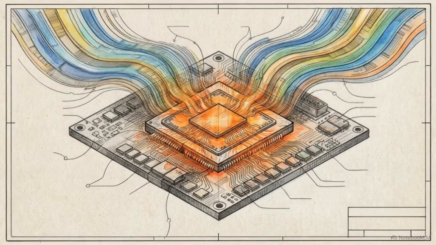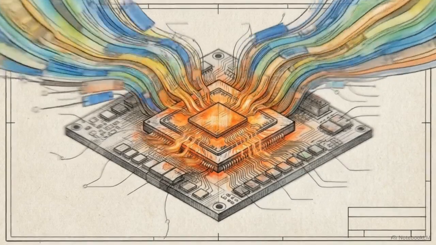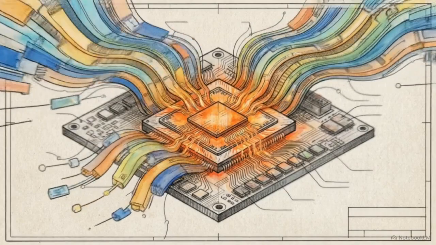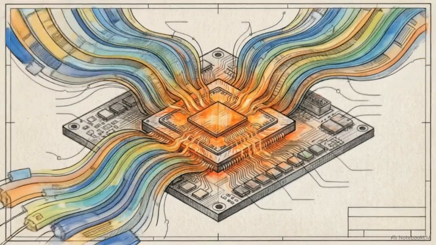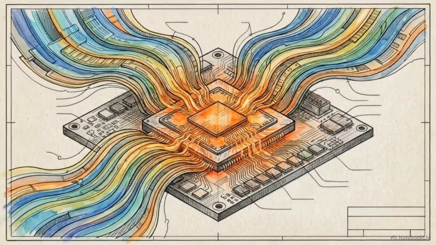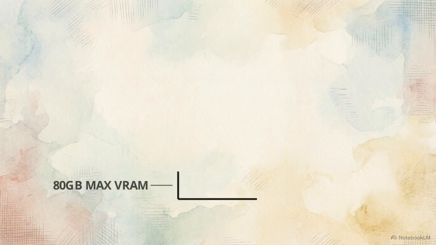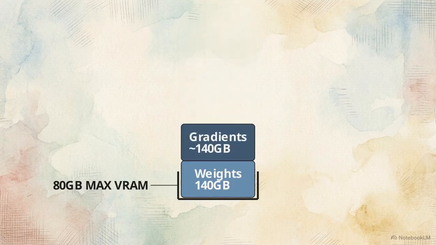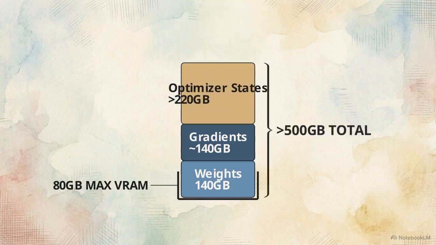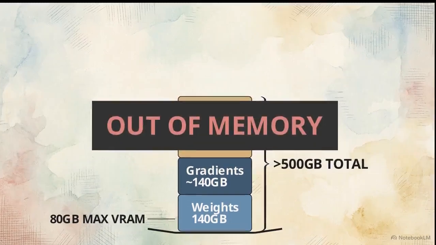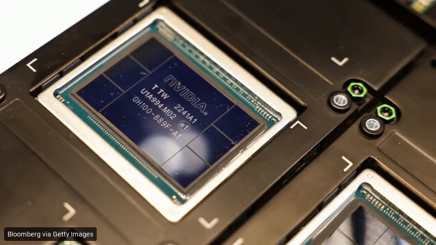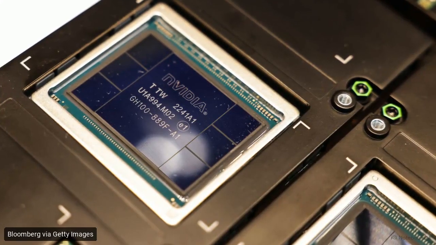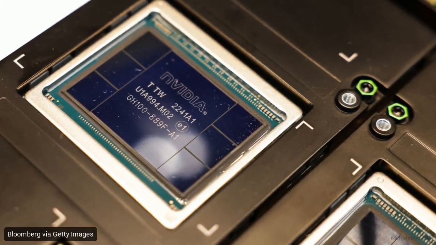Look at the physical hardware powering modern AI. A single GPU physically cannot hold the memory required to train today's massive language models. A high-end GPU maxes out at 80 gigabytes of VRAM, but a massive model requires 140 gigabytes just for its weights. Adding gradients increases the memory burden, and optimizer states push the total training requirement past 500 gigabytes.